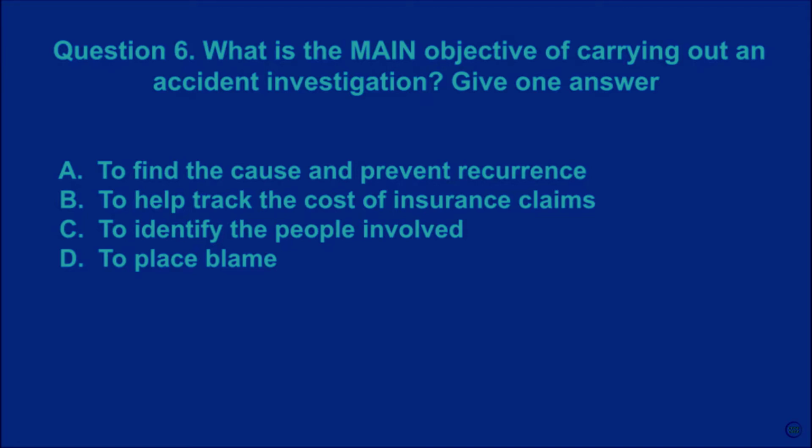Question 6. What is the main objective of carrying out an accident investigation? Give one answer. A. To find the cause and prevent recurrence. B. To help track the cost of insurance claims. C. To identify the people involved. D. To place blame. The correct answer is A.